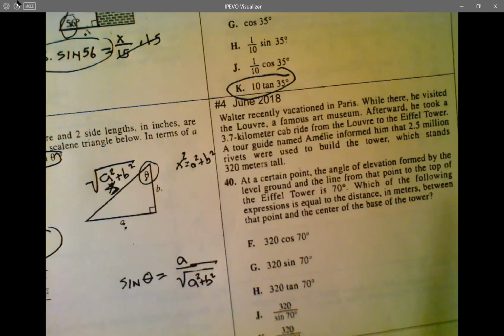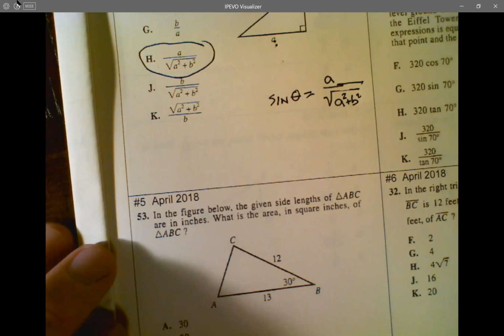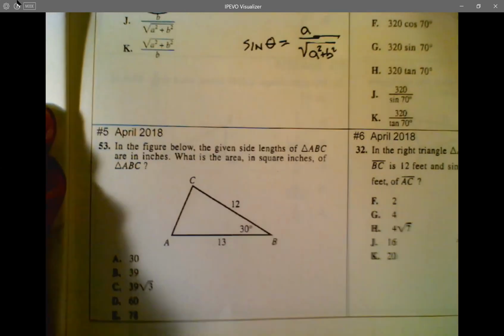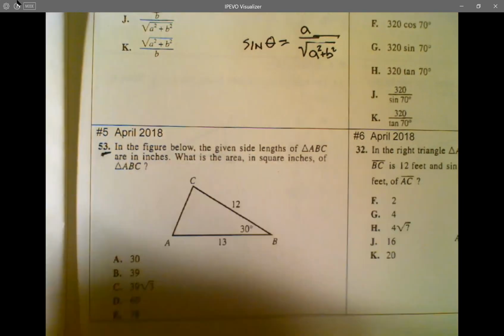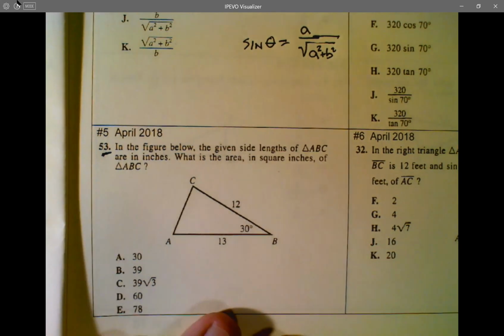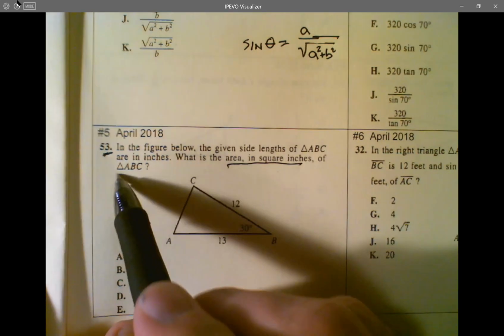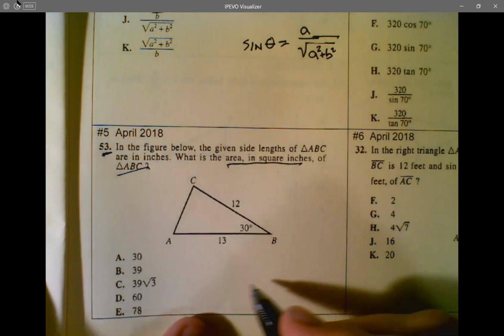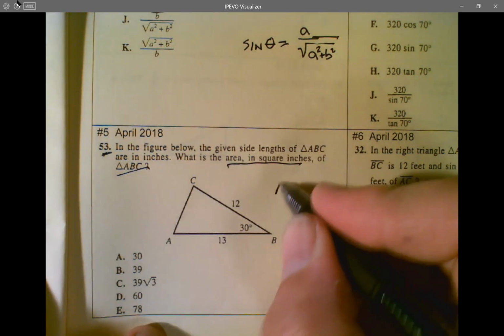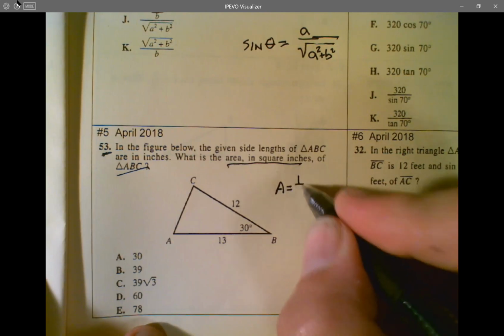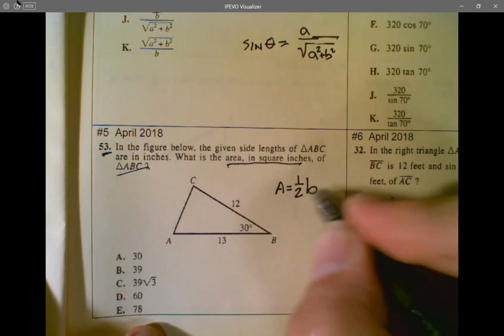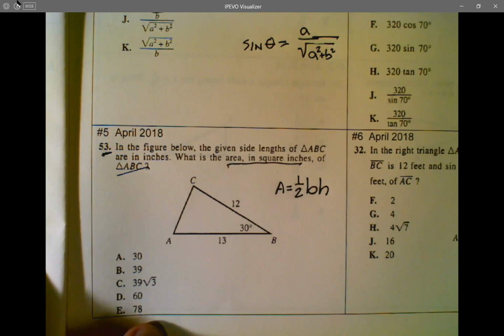Okay, we are not going to do number 4, but we are going to look at number 53 at the bottom, because this is another one. Now notice it's number 53, so you're like, oh my gosh, it's back in the test towards the end. And they're asking for the area of a triangle. Well, I think we remember that the area for a triangle is always 1/2 base times height. Isn't that how we find the area?